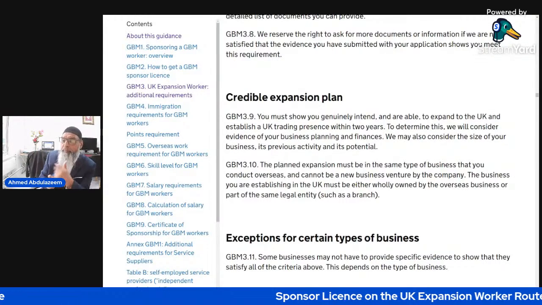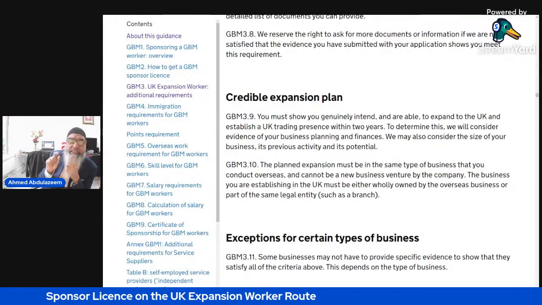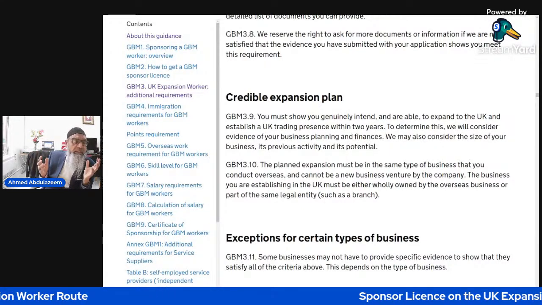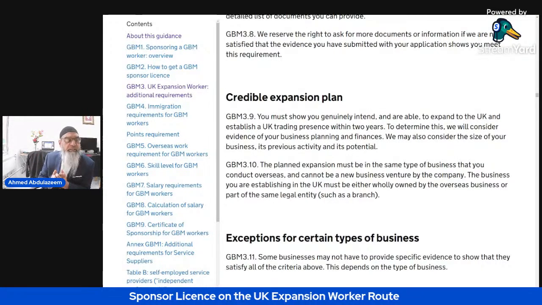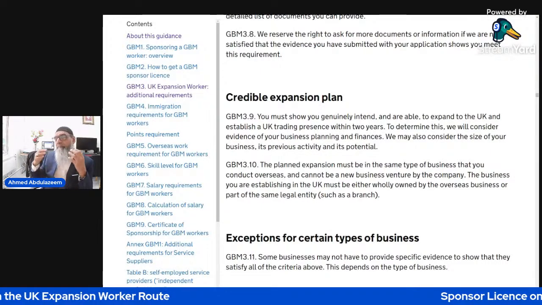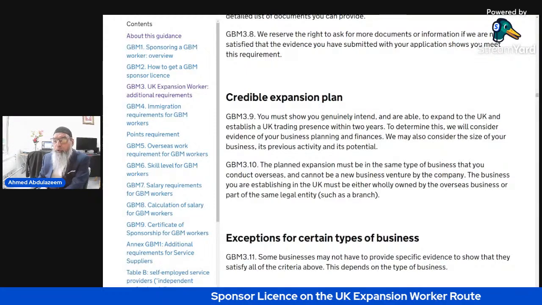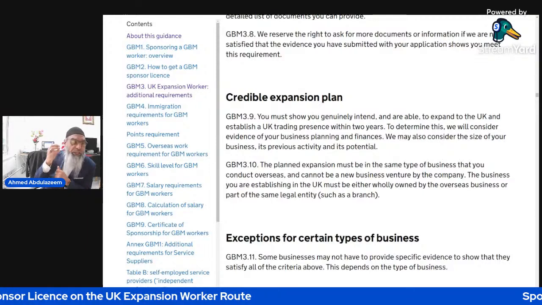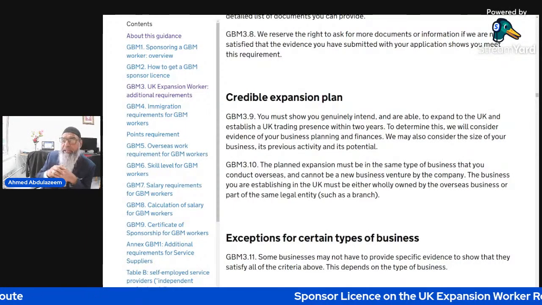Now, I go back to the same point. To determine this, we will consider evidence of your business planning and finances. Now, what may be covered in business planning and finances? Business plan itself, then financial projections, maybe cash flow projections, projected profit and loss accounts, bank statements, all those kinds of things which can prove that yes, the UK branch has got the genuine intention, and they also have the ability to expand to the UK.